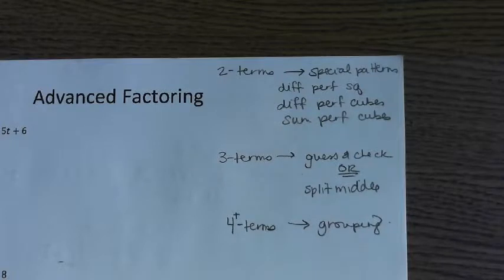Now with 5 terms, you can't really group, right? It has to be 2 by 2 by 2 or 3 by 3, 4 by 4. You can't have an odd number of terms. Lydia?